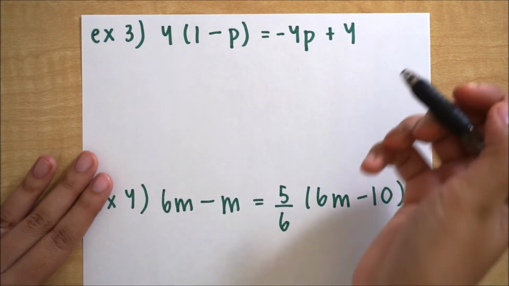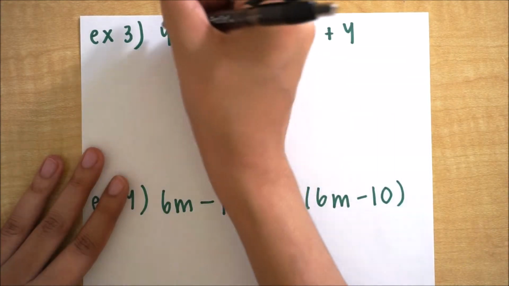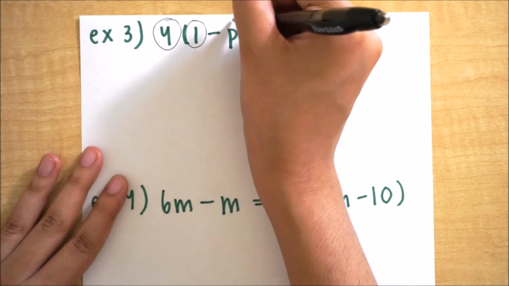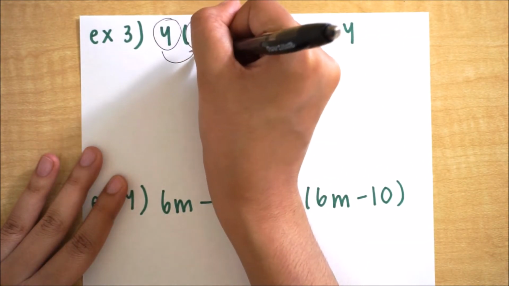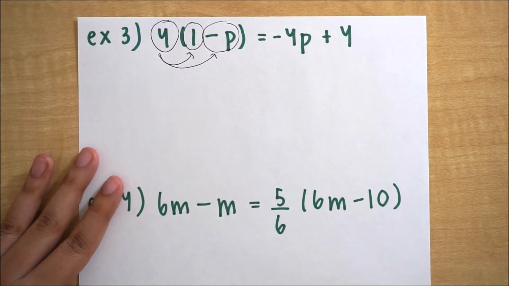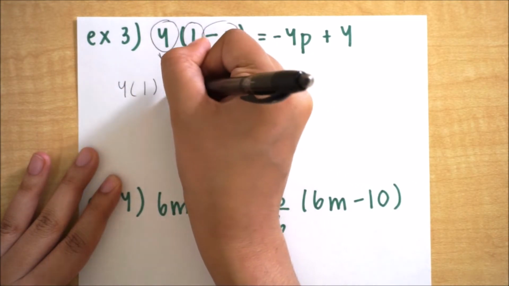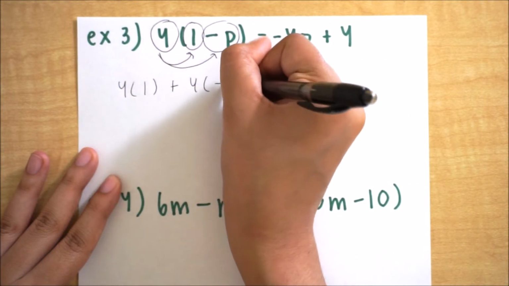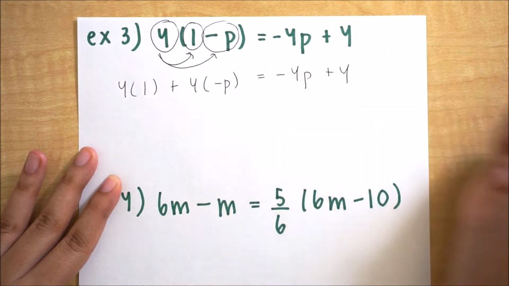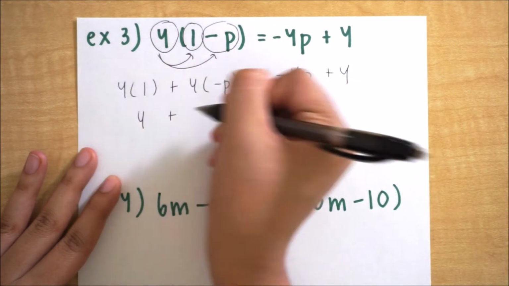All right, so let's go ahead and look at this one. We are going to first distribute on the left side. So let's create our bubbles. We have 4, 1, and -p. Always associate the sign in front of the number with the number. And then we're going to do 4 times 1, and then 4 times -p. So add that to 4 times -p. And then on the right, we have -4p plus 4, so we just bring that down. All right, so we kind of already see what's going to happen, but let's go ahead and keep solving.